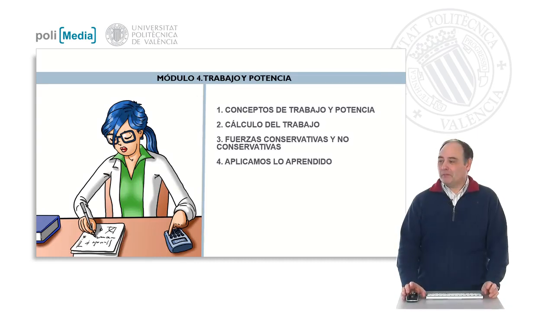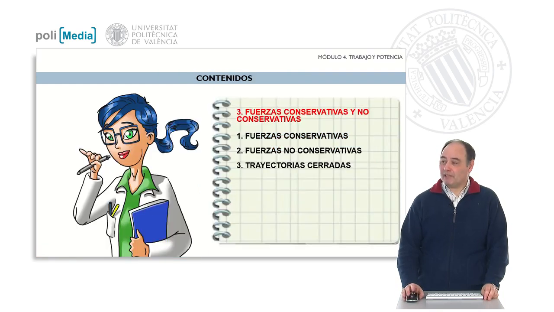Good morning. We are going to look today at the third unit of the fourth module dedicated to work and power. This unit is about conservative and non-conservative forces, and here we have the index. We are going to continue talking about what are conservative, what are non-conservative, and their relation with closed trajectories. This topic is going to be, on the one hand, quite descriptive. We are going to give definitions, but we will also take the opportunity to give some examples that will use the formulas that we have been looking at in the previous units.